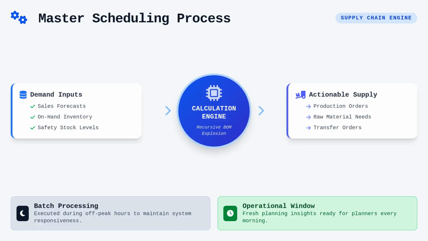Because this calculation involves significant data volume, it is rarely done manually as an ad hoc task in a production environment. Instead, we rely on batch processing to handle the heavy lifting during off-peak hours, ensuring that the system remains responsive for daily warehouse and administrative tasks. The goal here is to achieve a balance where the planning run finishes within the defined operational window, providing planners with fresh insights every morning.